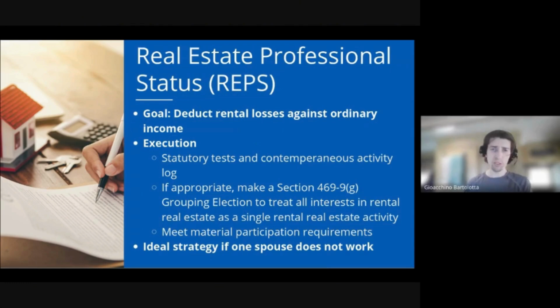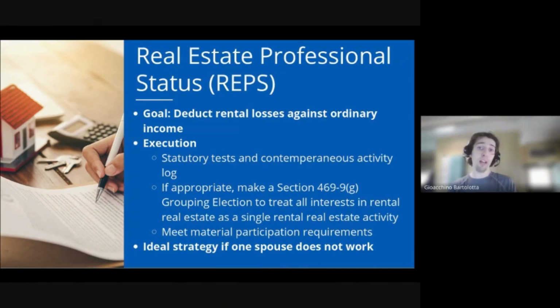Obviously, the goal of this is to maximize ordinary losses, recharacterize rental losses, which are typically disallowed because they're passive, and recharacterize those as non-passive so you can deduct those losses against any form of income. And execution, I mentioned this a little bit briefly before, but you have to hit 2 statutory tests: 750 material participation hours in real property trades or businesses, in addition to 50% of your personal service hours. So of all the hours that you spend working and building businesses throughout the year, at least 50% of those hours have to be attributed to materially participating in those real estate activities.